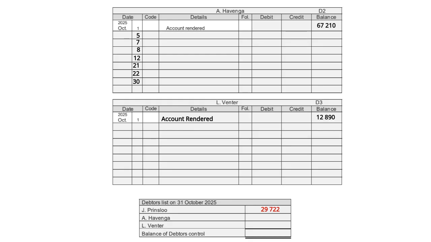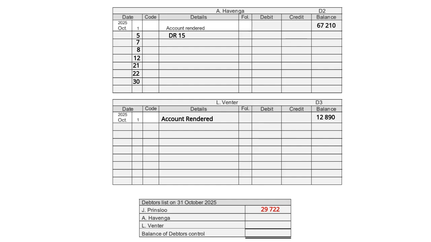Let's record our second debtors ledger for Havenga. Havenga starts with an opening balance of 67210, which you have already recorded looking at information number 1 from the question paper given. Then wherever you see Havenga, you're going to enter it into this ledger. The date is the 5th, 7th, 8th, 12th, 21st, 22nd, and 30th. On the 5th it says, receive payment from Havenga for half of her outstanding amount, receipt 15.